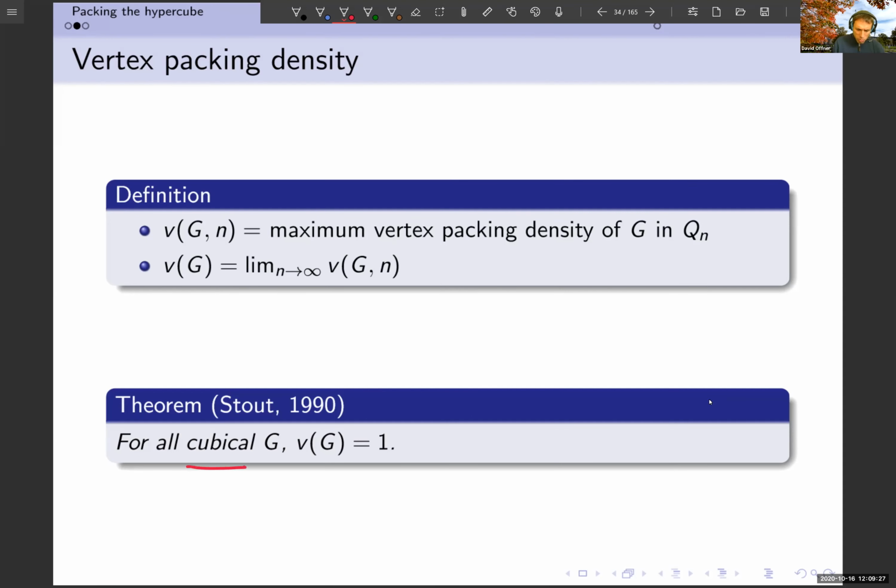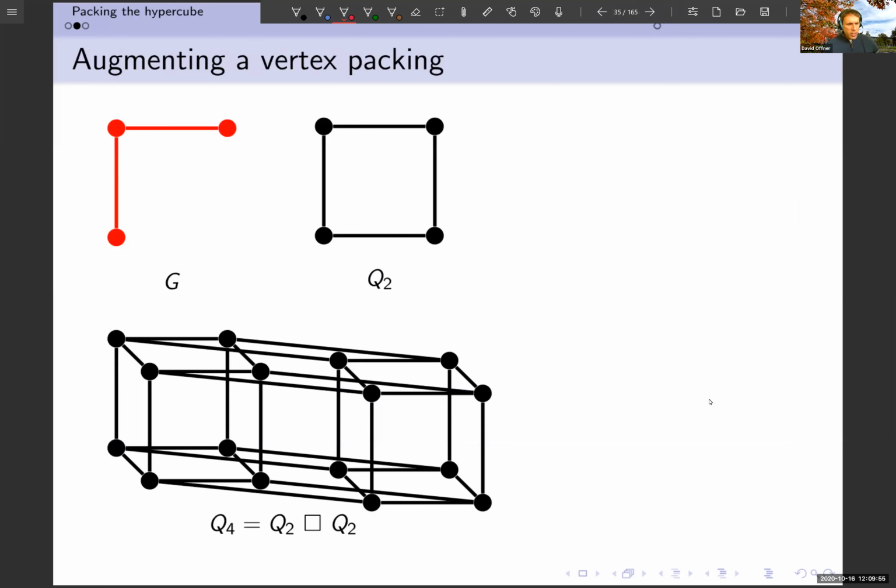And cubical just means G is a subgraph of Qn, right? So if I try to pack triangles in the hypercube, I'm going to fail because the hypercube is bipartite. But as long as G is a subgraph of some hypercube, if I make N large enough, I can pack with density as close to 1 as I wish. Okay, and the proof of this is quite nice, right?